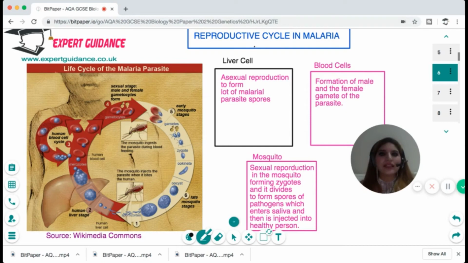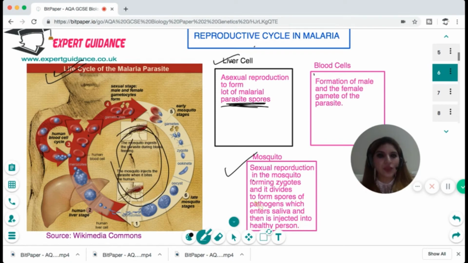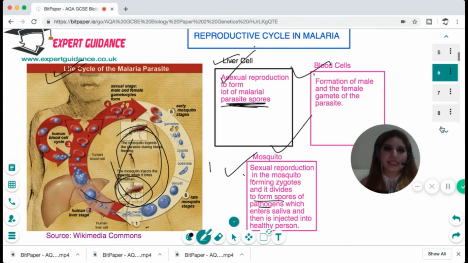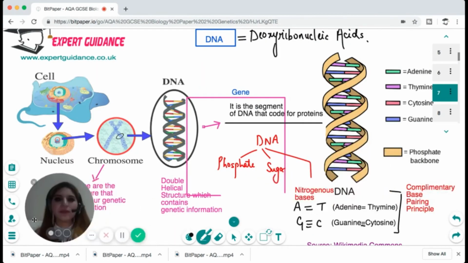In malaria, the life cycle is a little different as it involves a human cell as well as a mosquito. In the liver cell, asexual reproduction to form the malarial parasite spores happens. In the blood cells, there is formation of male and female gametes, and the sexual reproduction takes place in the mosquito. Inside the mosquito, the male and female gametes fuse to form a spore, and this spore is now ready to be released into a healthy individual whenever a mosquito bites a healthy person, and the cycle continues. So you should know in a malarial cycle what's the role of the liver cells, blood cells, and the mosquito. Next is, it's very important, the DNA.